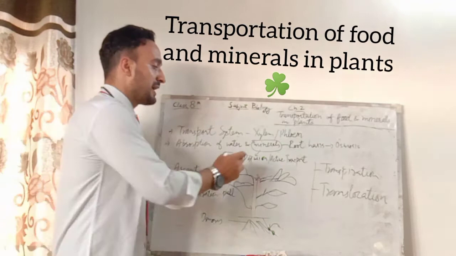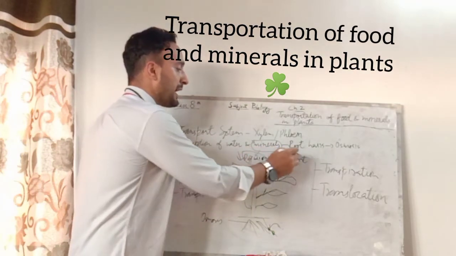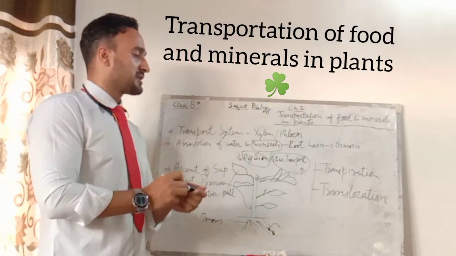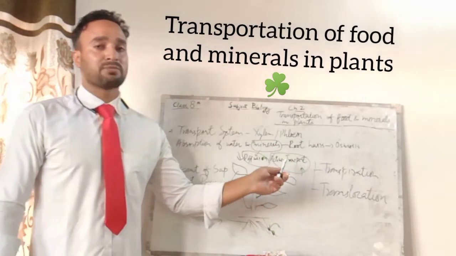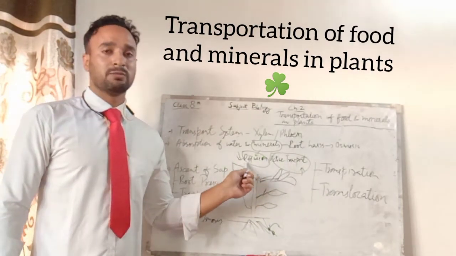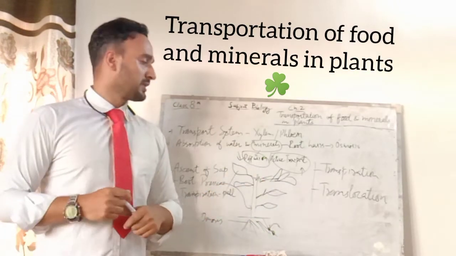So we can say that diffusion is a downhill movement, but active transport is an uphill movement. Why uphill? Because here the mineral ions are absorbed against the concentration gradient. And why is diffusion a downhill movement? Because the ions are absorbed along their concentration gradient.